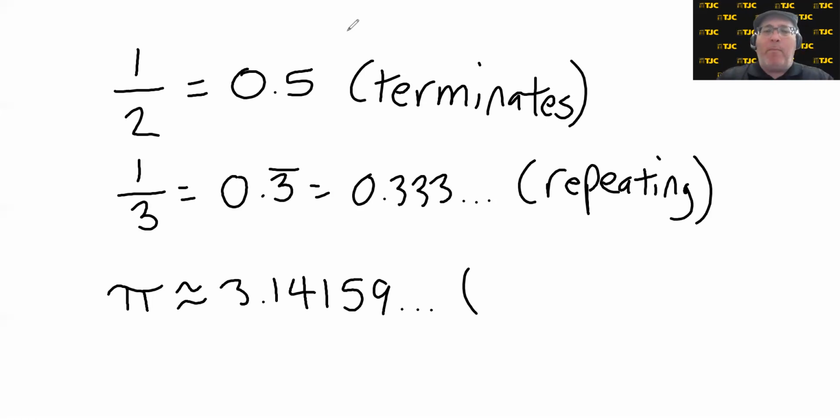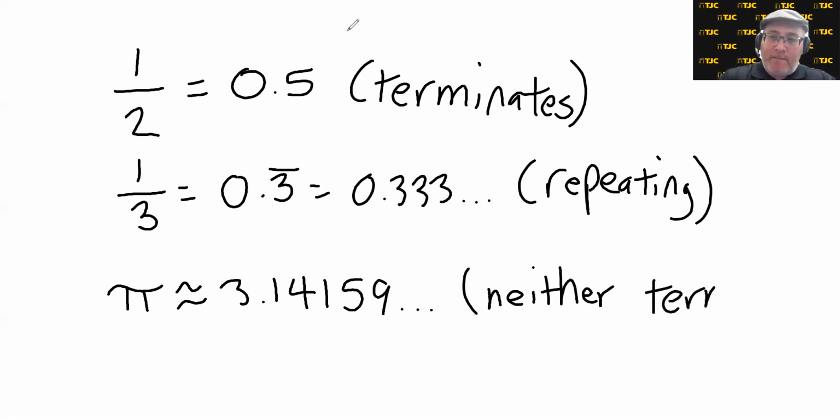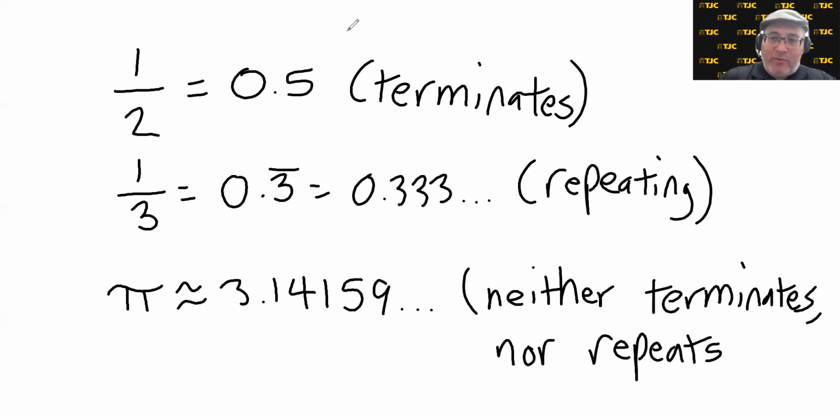But as a decimal, pi neither terminates, so it goes forever. Well, so does 1/3, but pi neither terminates nor repeats. Now, when I say it doesn't repeat, I don't mean that the digits don't repeat, because there's only 10 digits we can use, 0 through 9. What I'm saying is that there's not an infinitely repeating pattern of decimals, like the 3 repeats in 1/3. There is no repeating pattern of decimals in pi.